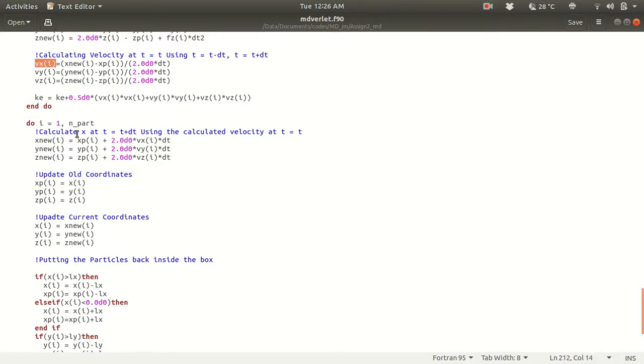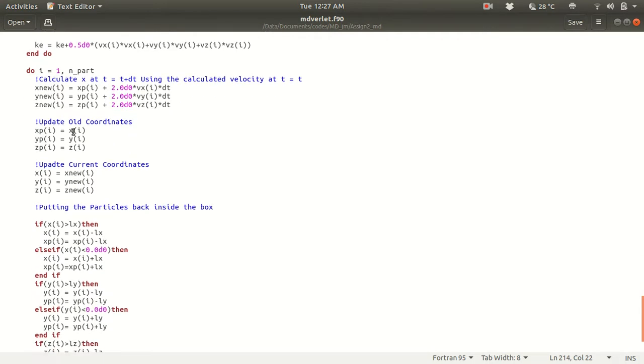So this is basically xp, which is the position at the previous step, plus 2.0 into vxi star dt. From this relation it is clear, because if you calculate x nu, it is basically vxi into 2 dt plus xp, which is the same thing here. And similarly from this relation you can calculate y nu of I, and similarly z nu of I from this expression.